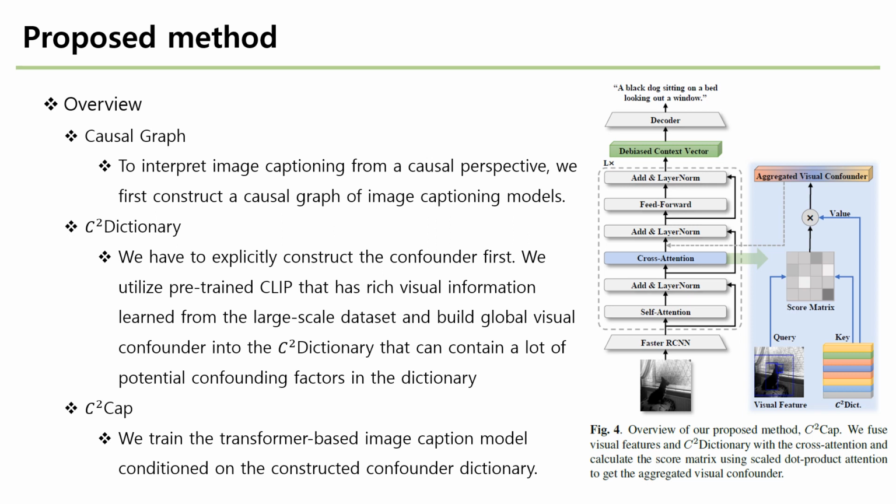We utilize pre-trained clip that has rich visual information learned from the large-scale dataset and build global visual confounder into the C2 dictionary that can contain a lot of potential confounding factors in the dictionary. Third, C2 cap. Using the predefined confounder, we train the transformer-based image caption model conditioned on the constructed confounder dictionary.